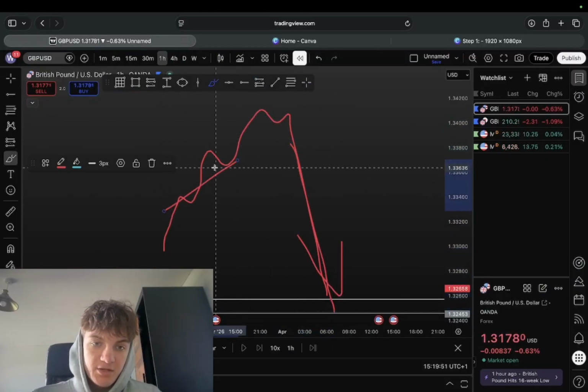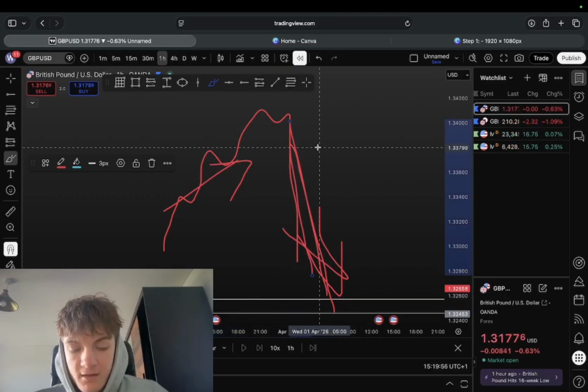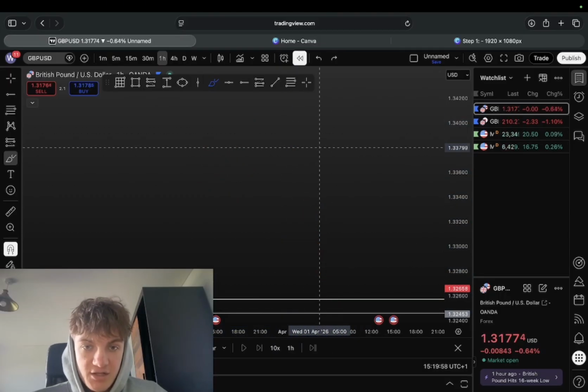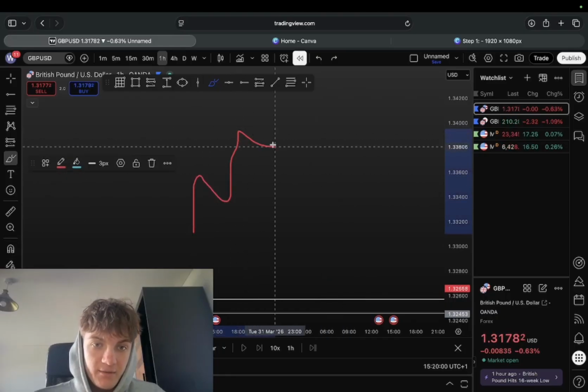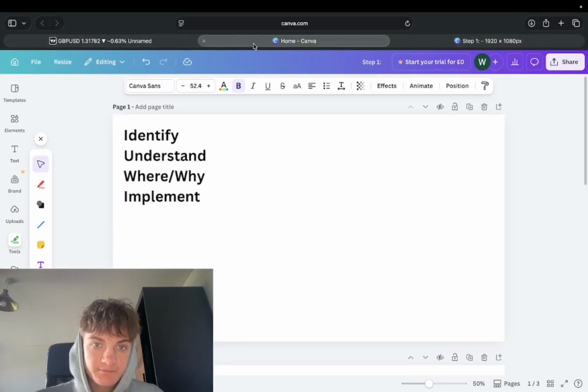Look, this is bullish order flow, we're going up. This is bearish order flow, we change order flow. How do we identify changing order flow? We need to identify it first. That's the first step.